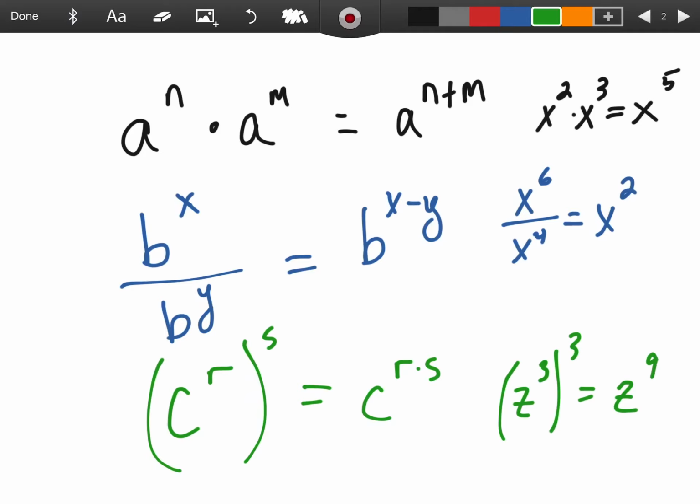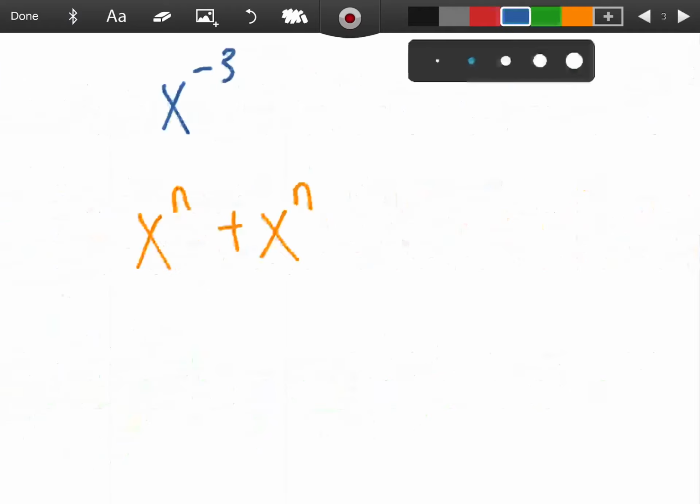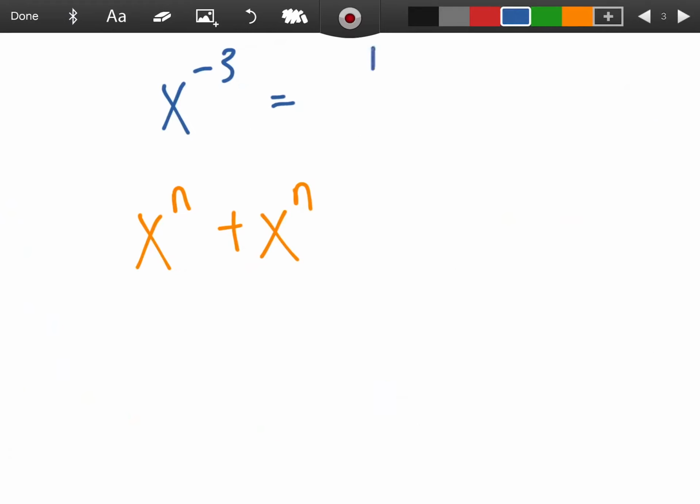All right, we got a couple more rules to finish up with. This is one that's pretty common. We have x to the negative third. Whenever we have a negative, we can just flip it to the other side. If it's in the numerator of a fraction, we'll put it in the denominator, and vice versa. If it's in the denominator, we can put it to the numerator. So here, x to the negative third is the same thing as 1 over x cubed.